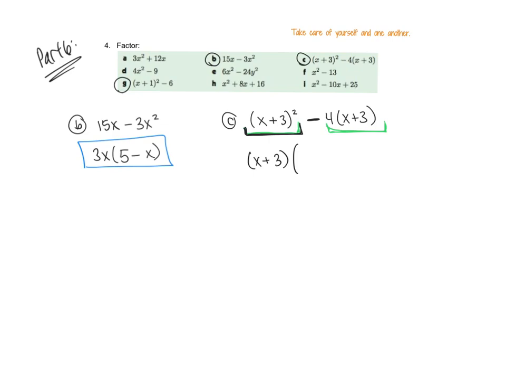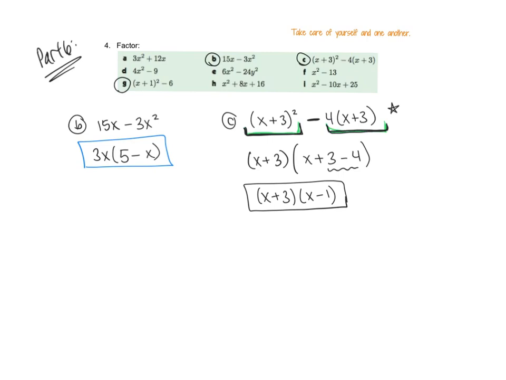oops, I'm not going to put parentheses. I'd be left with x plus 3. And then if I factored out an x plus 3 from here, I'd be left with minus 4. And then I'm going to combine those like terms. And so my final answer is x plus 3 times x minus 1. That's a pretty challenging question, I would say.